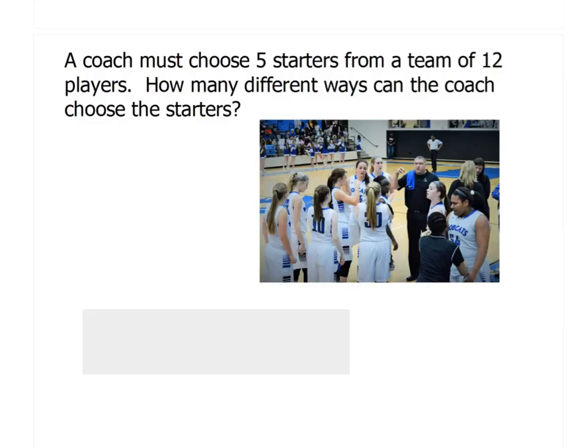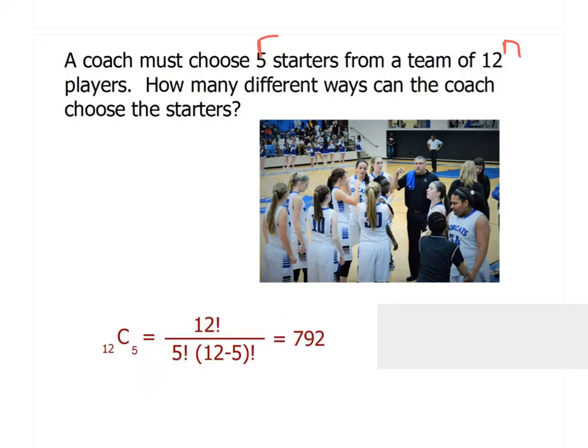Next example. A coach must choose 5 starters from a team of 12 players. How many different ways can the coach choose the starters? Again, it's just a group of starters. There's not a specific order to that. The highest number represents your n. The lowest number represents your r. This is a combination, so here's how you would write it down and then type it into your calculator. And so there are 792 different combinations of starters.